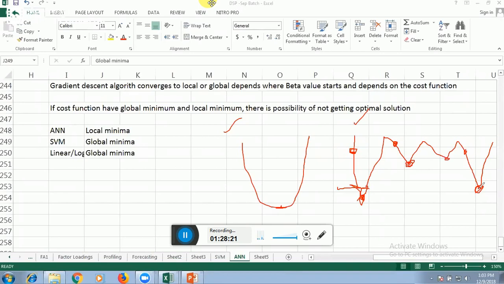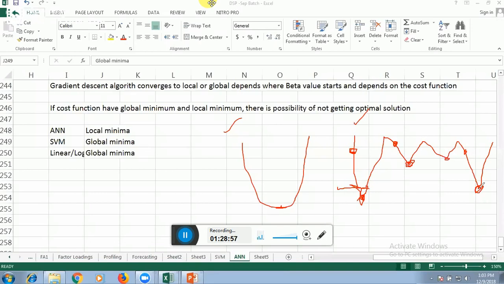Yes, you told that whichever position the beta starts, we converge to the next minimum value. Yes, exactly. So suppose the first one is the global minima. How does my beta value start at different positions? My beta value would have to start from the global minima, then only my curve will converge like that. Otherwise, how can we get the global minima?